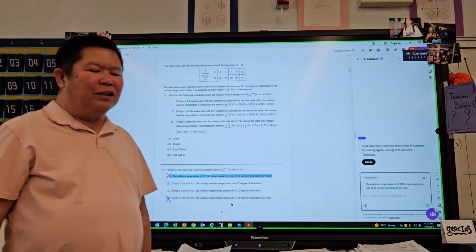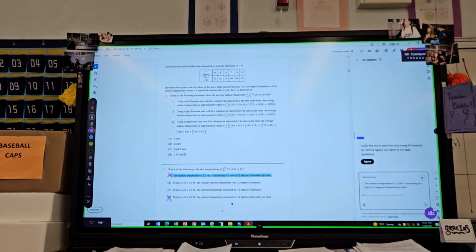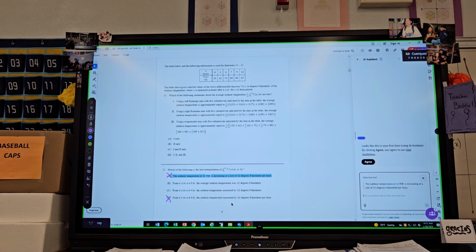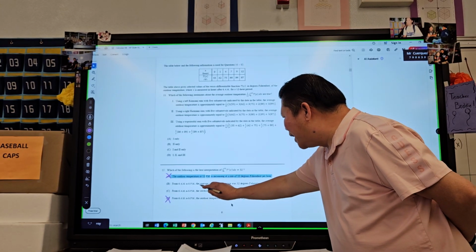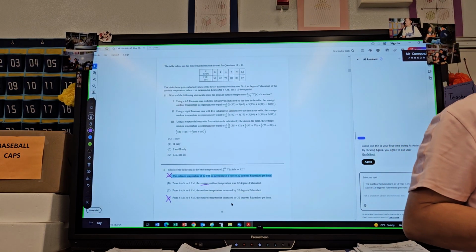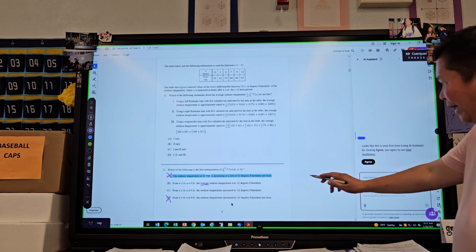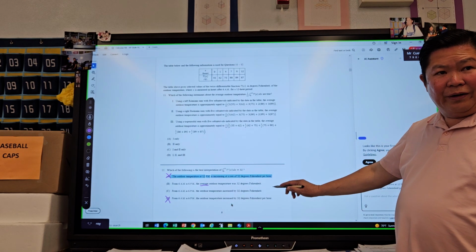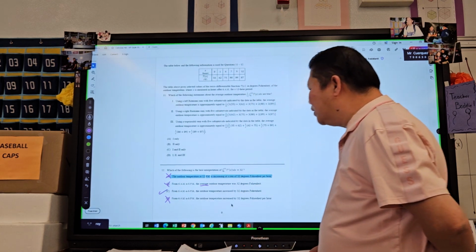Okay, let's take a look at option B. From 6 a.m. to 6 p.m., the average outdoor temperature was 32 degrees Fahrenheit. Average. Remember, you know what average is, right? Can we choose this as average? No. So therefore, the best option is letter C.